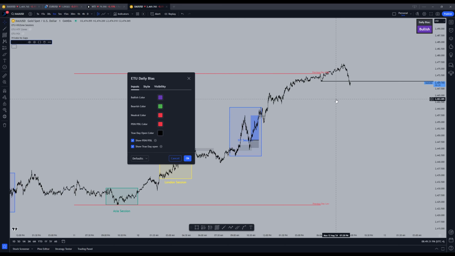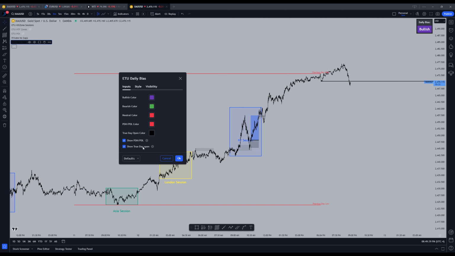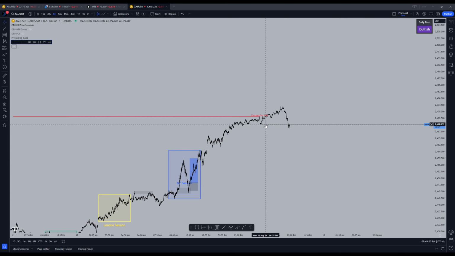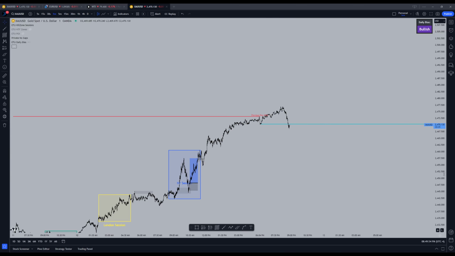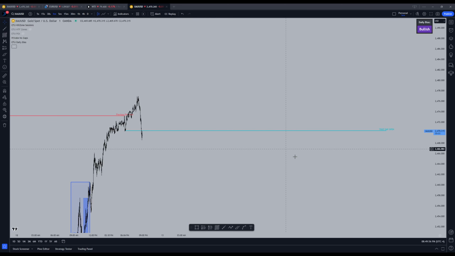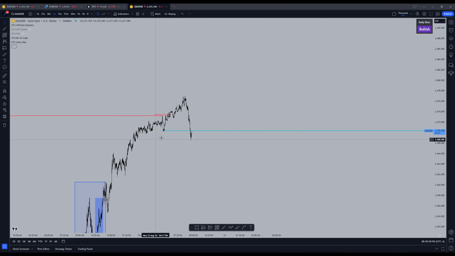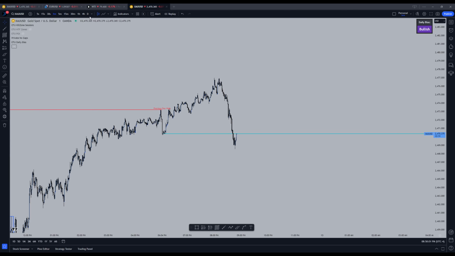But I typically like to use this indicator the most because it helps me see and visualize open high low close and open low high close concepts on the lower time frame, which is perfect because now it shows the true day open. If you hover over, I have a note here that this is the opening price of the daily candle. The daily candle opened at this price right here. Now you can also change this to whatever color you prefer, right? But that is the opening price, true day open. That's the opening price of the daily candle.